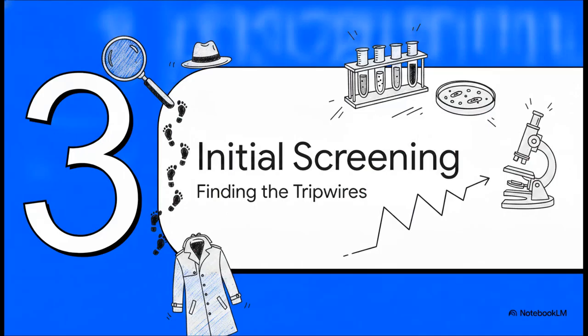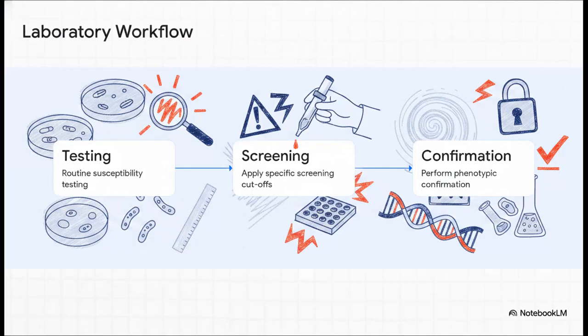All right, Section 3. Initial screening for resistance, finding the tripwires. For laboratory scientists, the workflow relies on a really elegant 3-step algorithm. Step 1 is your standard routine susceptibility testing, the usual clinical profiling. But Step 2 is where the EUCAST guidelines kick into high gear, applying highly specific screening cutoffs. If a sample trips those alarms, boom, we immediately move to Step 3, which is performing definitive phenotypic confirmation. Let's take a closer look at what those cutoffs actually look like.